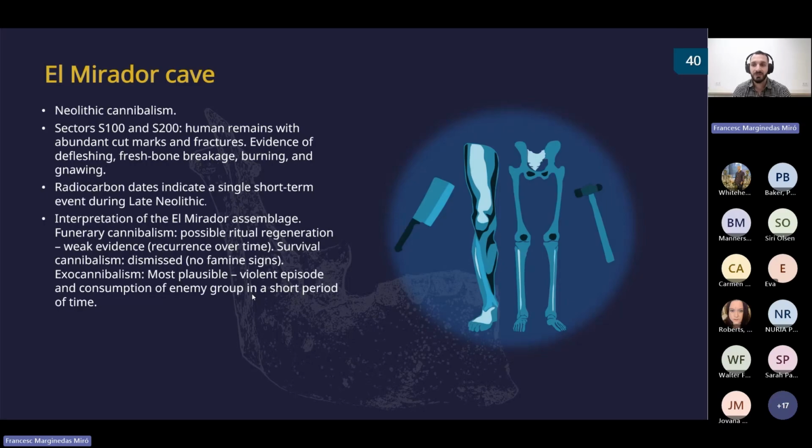So this leads us to consider it, together with the fact that it was a single episode, as another possible case of exocannibalism. In fact, several studies suggest that the Neolithic period was a violent moment, and in that specific case, we can see some behavioral similarities to other Neolithic sites also with cannibalism, like Fumbregois or Hirschheim.